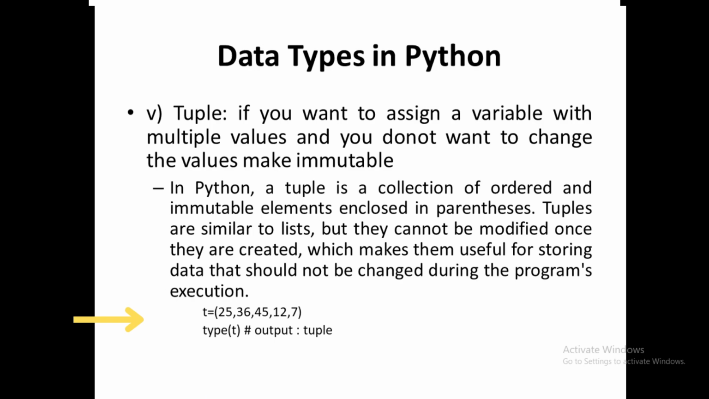See here in this example, t is equal to, inside parentheses, 25, 36, 45, 12, 7. So this is a tuple. The tuple contains these values, and they are immutable, you can't change the values. So type of t will display tuple.